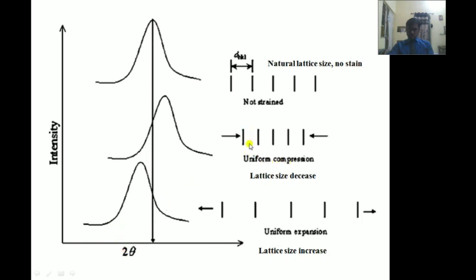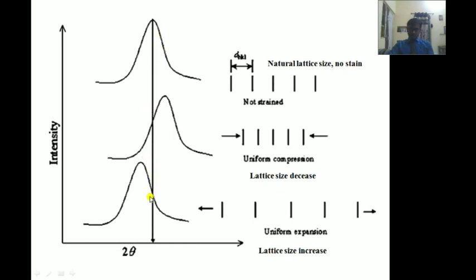So here it is a compression, that means due to the compression the distance between the interatomic planes decreases. If the distance between the interatomic planes decreases, meaning the d value decreases, then by applying Bragg's law, the peak is shifted towards the higher theta value. Right. Now consider a uniform expansion. Expansion means the lattice is stretched from this boundary to this boundary, that means the d value is increased. For the larger d value, the peak is shifted to the lower theta position.